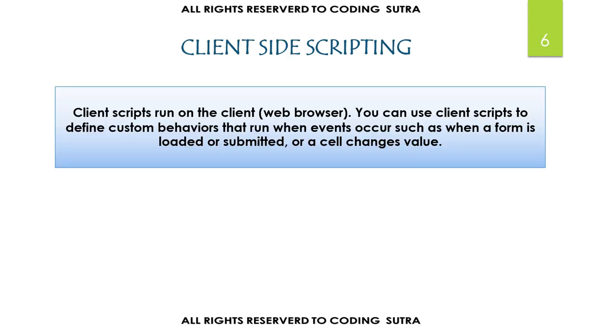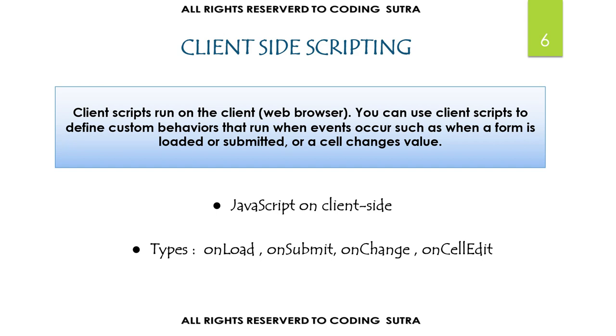Now look at the definition which is present on the official documentation. Client scripts run on the client web browser. You can use client scripts to define custom behaviors that run when an event occurs, such as when a form is loaded or submitted or a cell changes value. To understand this definition, let's break it down into two parts.